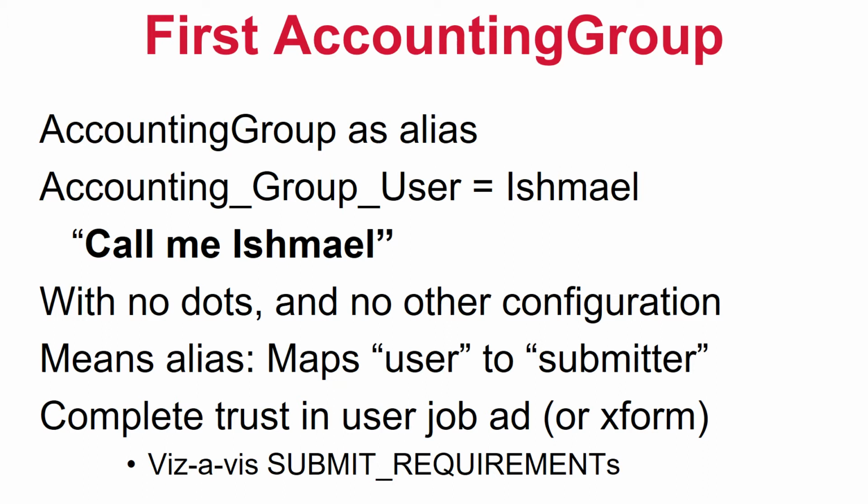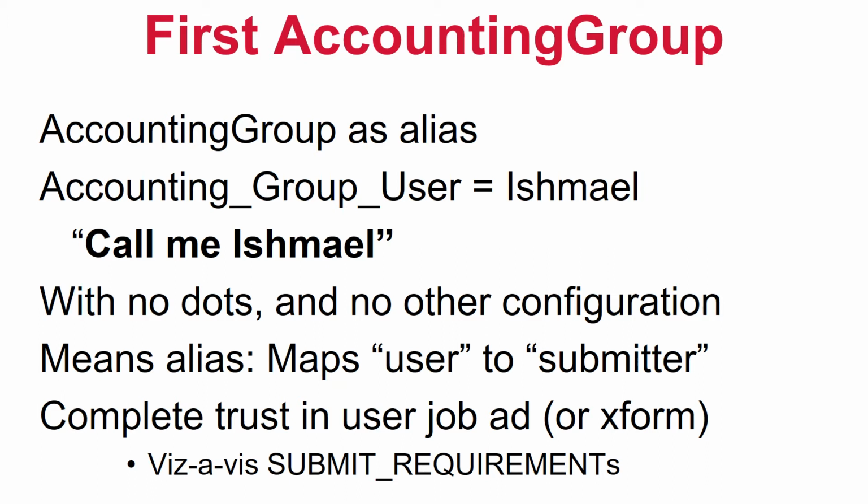The first kind of accounting group is what we call accounting group as alias. It lets one or more users change their submitter to a different or perhaps shared value. This is easy to accomplish. In a Condor submit file, to change your submitter to Ishmael, simply add the line accounting_group_user equals Ishmael. Make sure there's no dots in the value. No other configuration is required. This means treat this submitter as Ishmael for all HTCondor scheduling and accounting purposes.